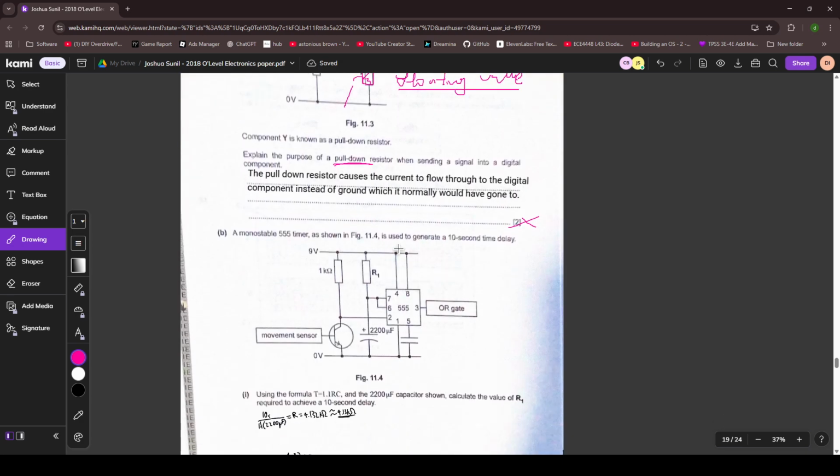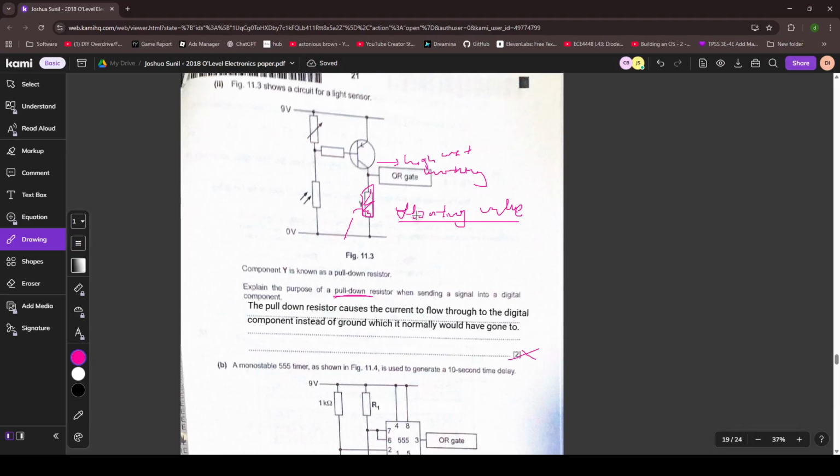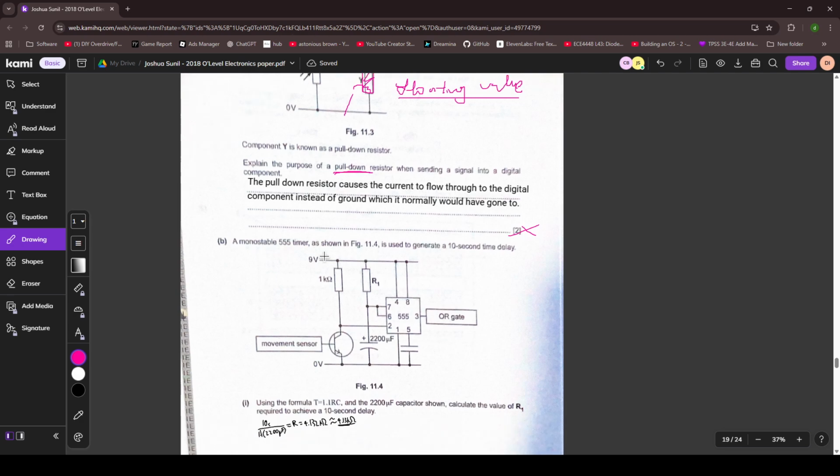That's the 2-point answer. One is it removes the floating value, and it only produces logic 1 and logic 0, and then the second point. So what? Why do I need to care if logic 1, logic 0 is being sent? There's a reason, and it's to ensure the maximum accuracy of operation in the OR gate. Okay. Alright. 555 timer.